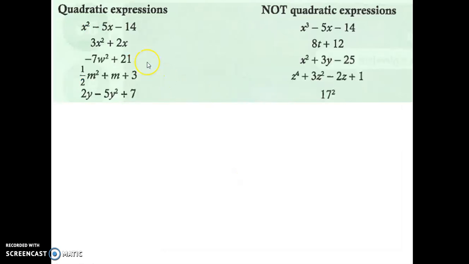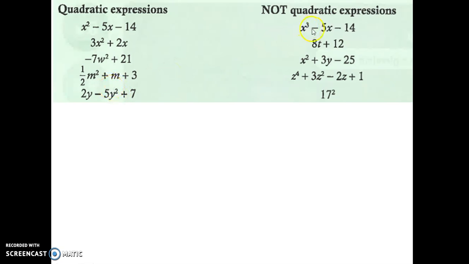All right, first of all, you need to know what quadratic expressions are. These are quadratics, these are not. If you take a close look, all of these have one variable, in this case x, here's a w, here's an m, here's a y, and the highest exponent on the variable is a 2, so x squared is the highest thing here. Also here x squared, here's w squared, m squared, and y squared.